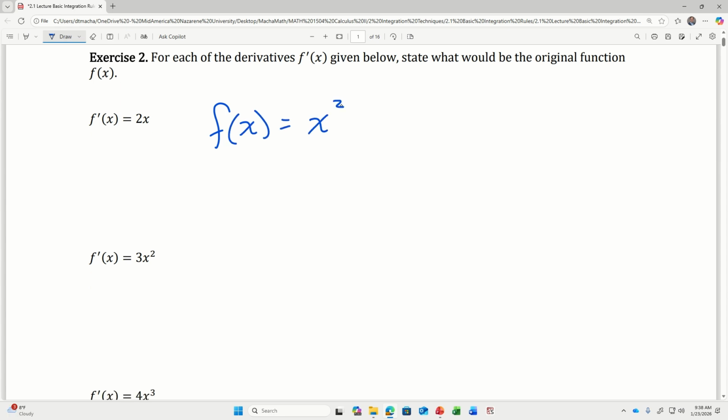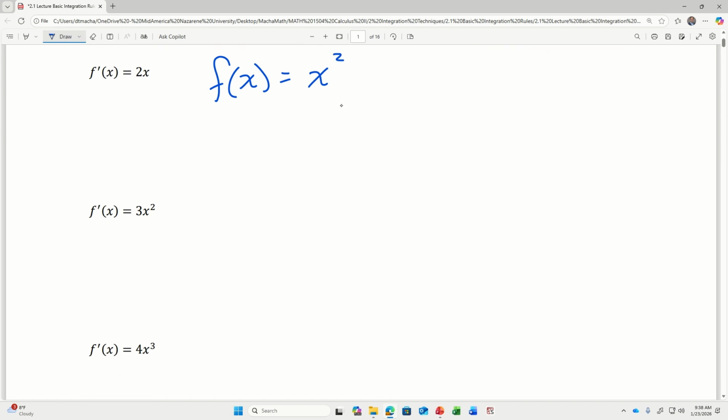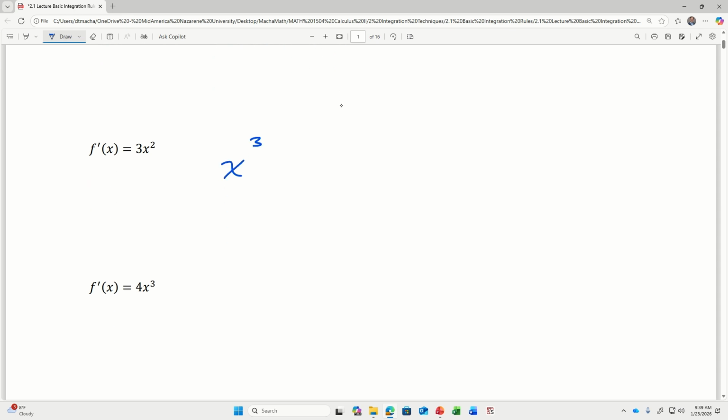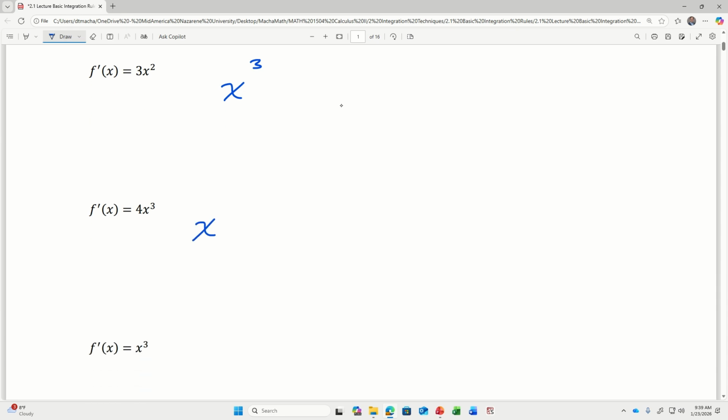Kyle, if my derivative is 3x squared, what would have been my original function? X cubed. If, Gwyn, my derivative is 4x cubed, what would have been my original function? X to the fourth. Kyle, if my derivative is x cubed, what would have been my original function? X to the fourth over 4. Yeah, perfect.